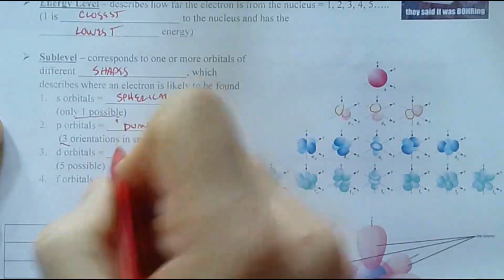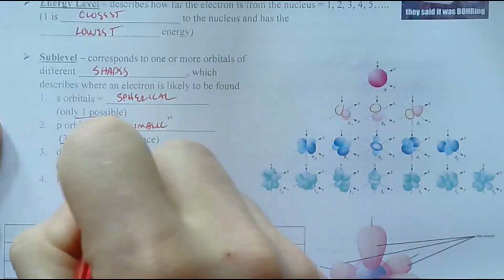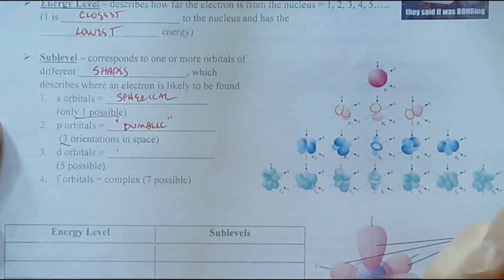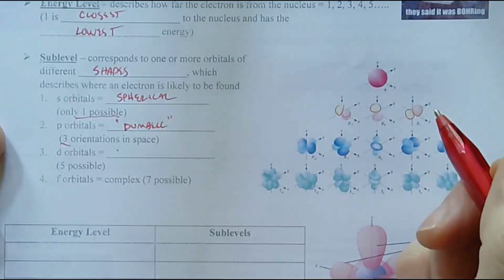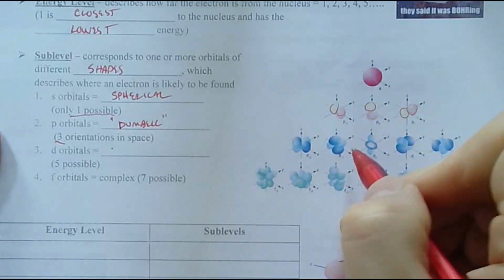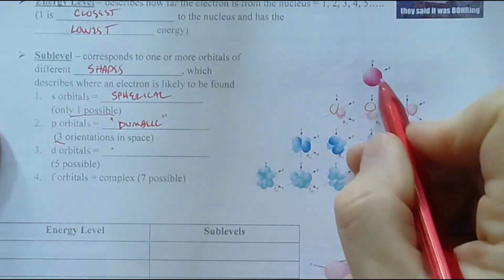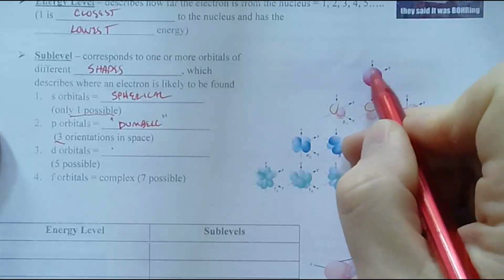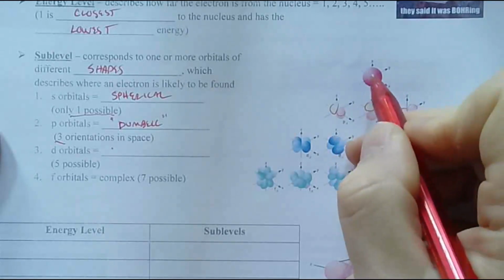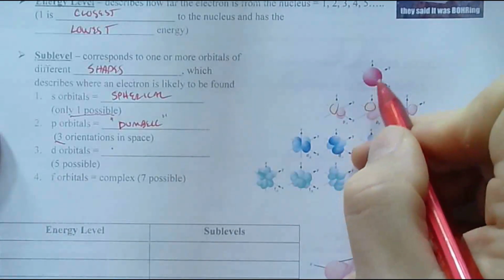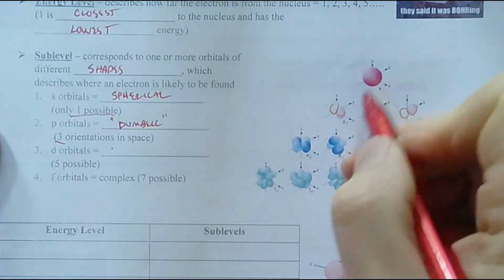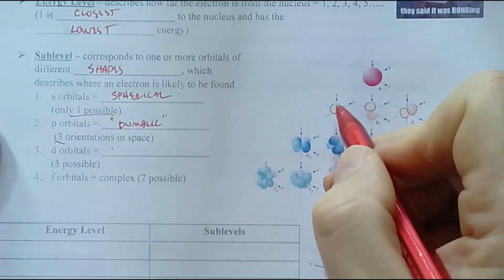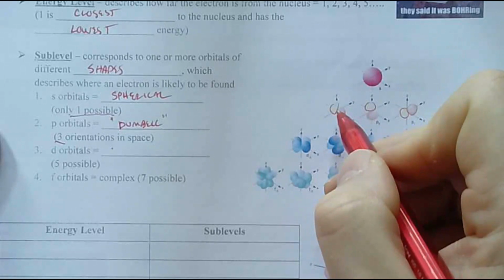The d orbitals are the next one. There are 5 possible in the d orbitals, and I understand that as we're talking about this today, this is probably making no sense to you. But what these sublevels represent is the likelihood or the probability that you will find an electron in that region of space centered around the atom, because at the center of all these axes, the x, y, and z, that is the nucleus.